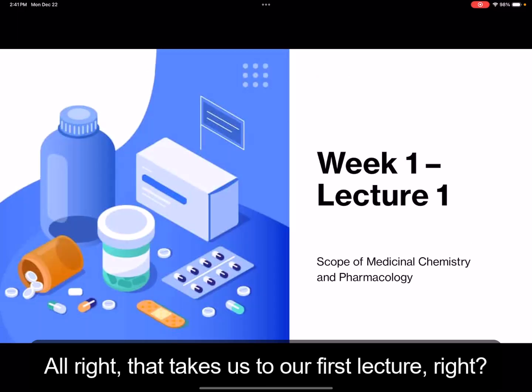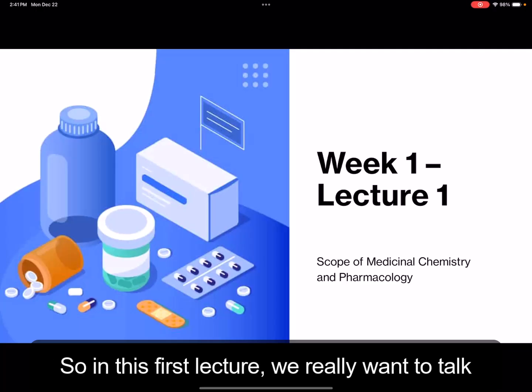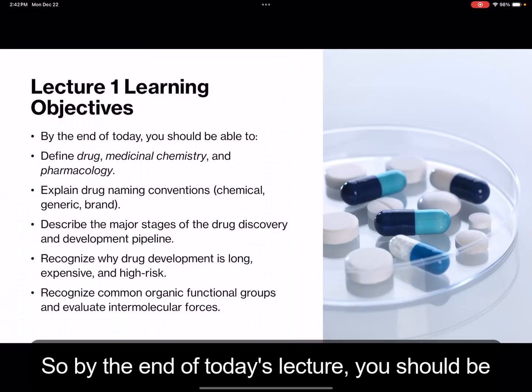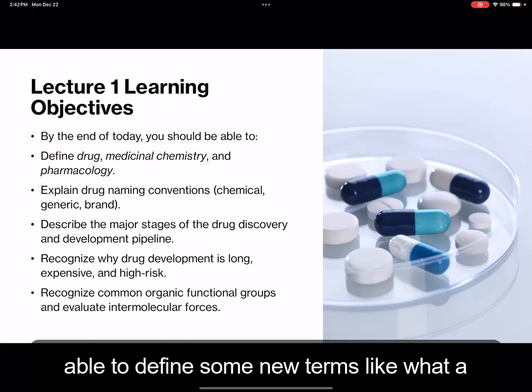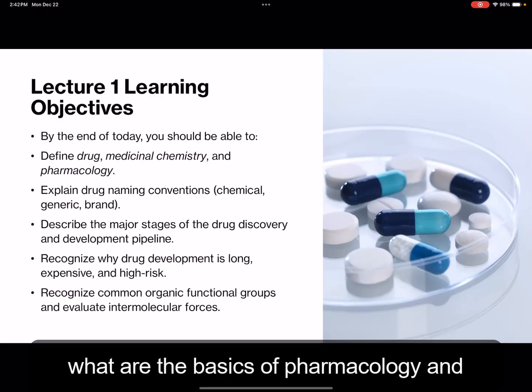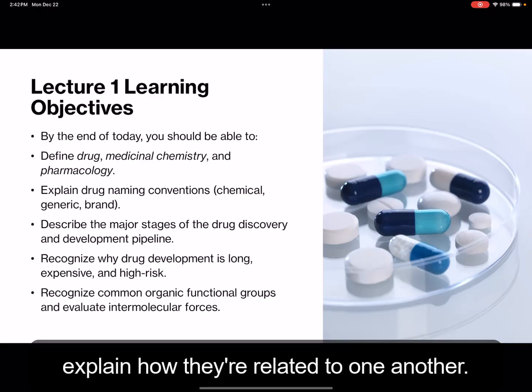All right, that takes us to our first lecture. Right, so in this first lecture, we really want to talk about the scope of medicinal chemistry and pharmacology. So by the end of today's lecture, you should be able to define some new terms, like what a drug is, what medicinal chemistry means, and what are the basis of pharmacology, and explain how they're related to one another.